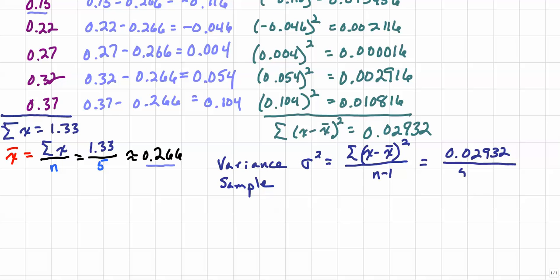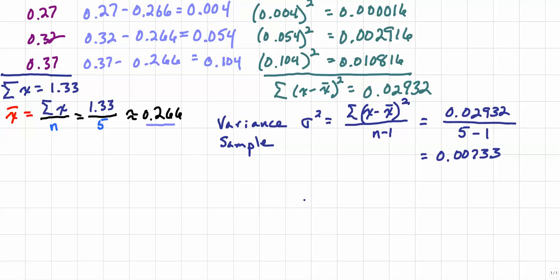And I'm going to divide that by 5 minus 1, which is going to give me the following. And this is equal to 0.00733. Now I also want to find the standard deviation, which is equal to sigma, lowercase sigma, which is the square root of the variance, sigma squared, which means that we're looking at the square root of 0.00733. We type that into the calculator and we will get the following answer.